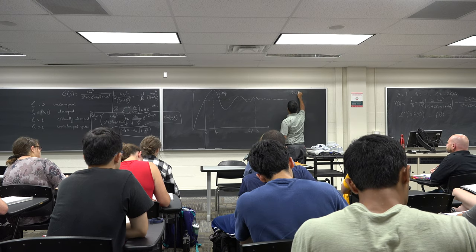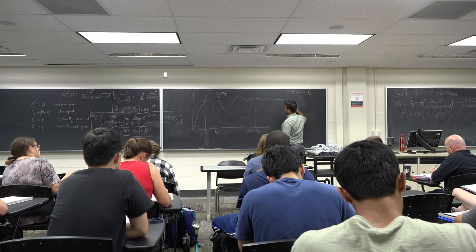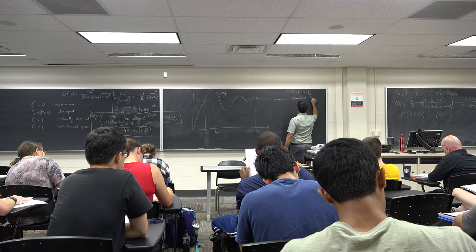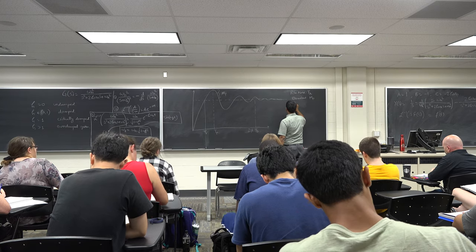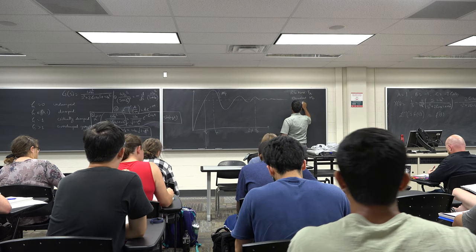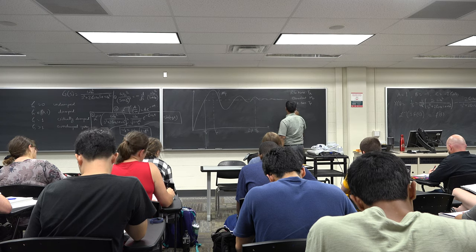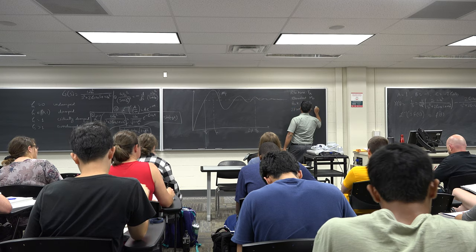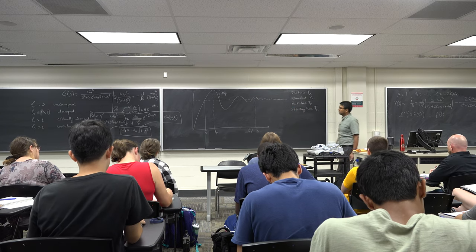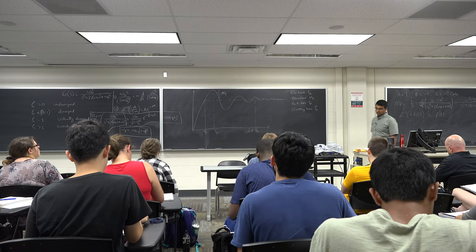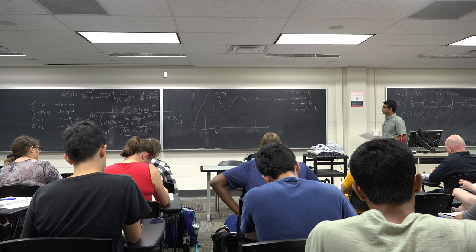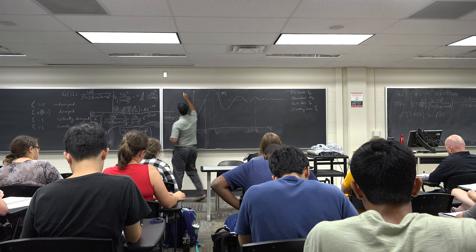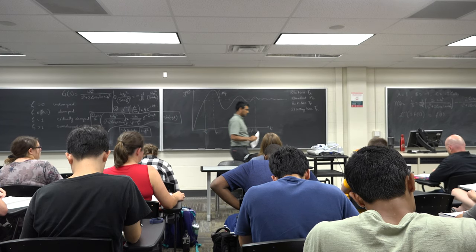So rise time, TR, overshoot, MP, and then peak time, TP, and then 2% settling time, TS. This is my time on this side and y(t) on the y-axis.